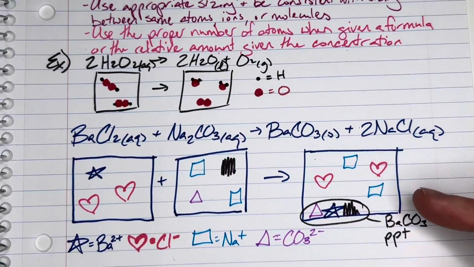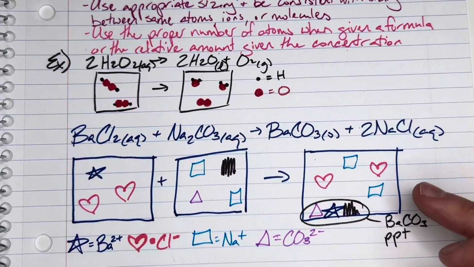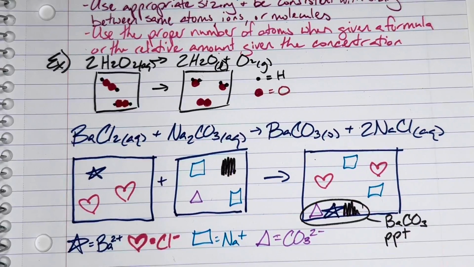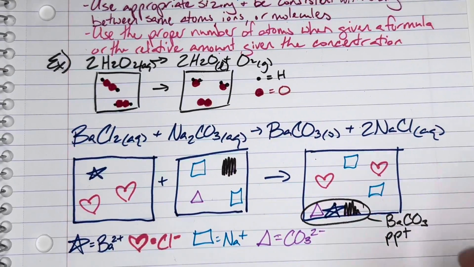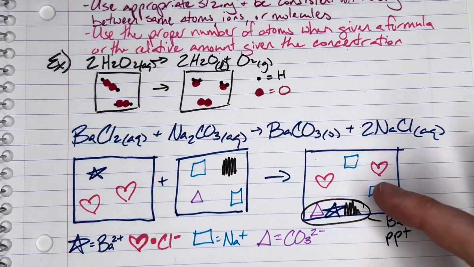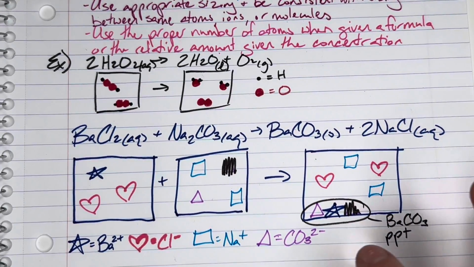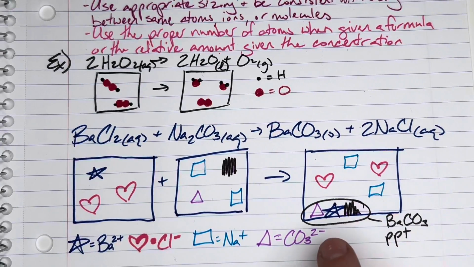And then those 2 things would be mixed together. After they have been mixed together in my final product solution here, I'm going to have my 2 chlorides still aqueous, still floating around, my 2 sodiums still aqueous, still floating around, and then at the bottom I will have my barium carbonate, which again is just 1 star and 1 triangle.